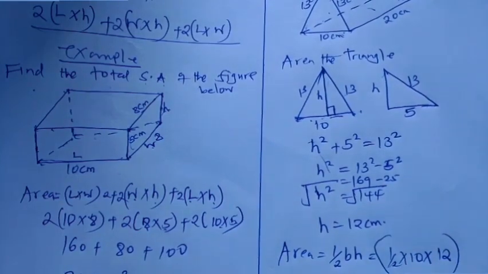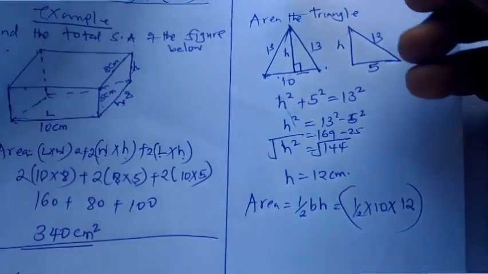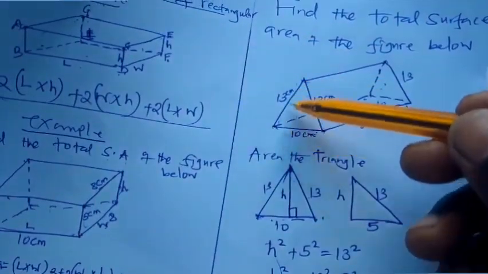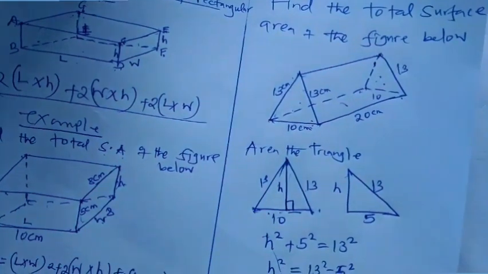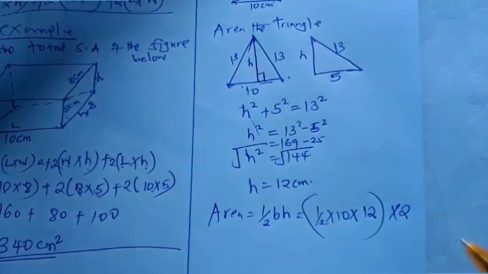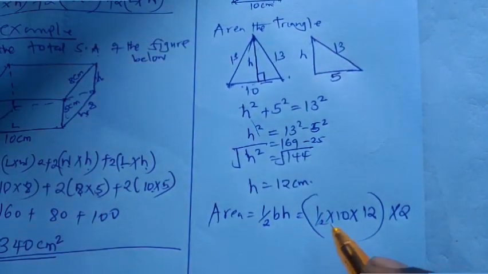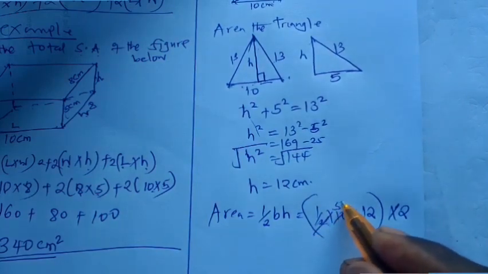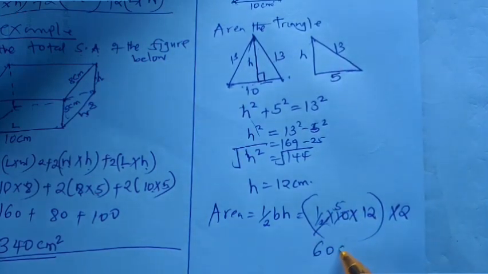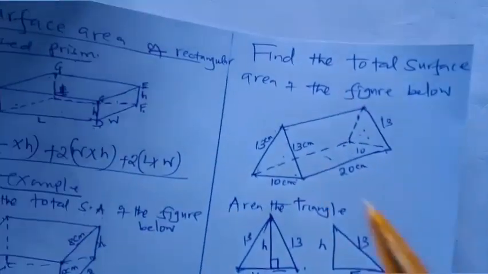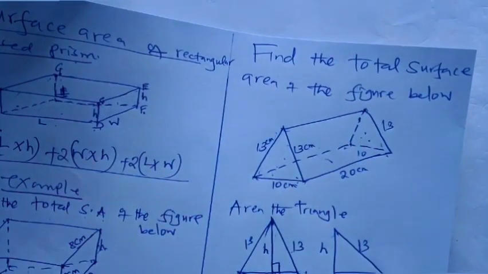So by so doing, we have calculated the area of this triangle here, but there are 2 of them. So we multiply here times 2. You can cancel here 1, here 5. This times here, that is 60 times 2, and that is 120 centimeters square. So the area of these 2 triangles is 120.